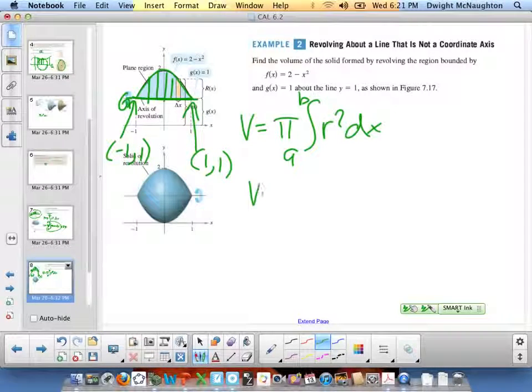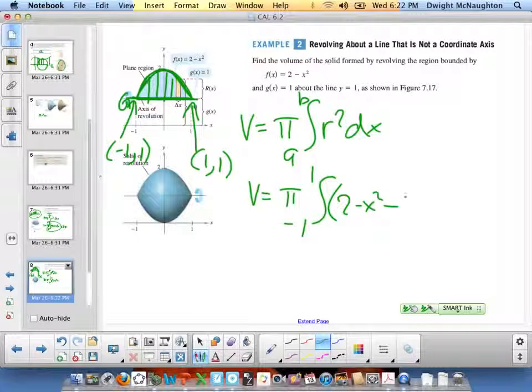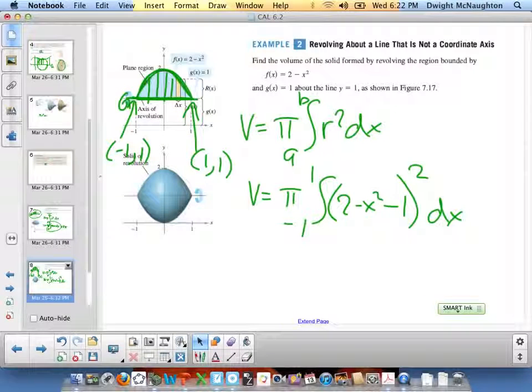So our integration will be pi from negative 1 to 1. Our radius goes from the function down to the line 1. So our radius in this case is 2 minus x squared minus 1 because we don't go all the way back to the x-axis. So our radius squared with respect to x. All right? So there's the setup. And again, you can certainly integrate that by hand. Nothing's stopping you. Why don't you try that? And then we'll do it on the calculator.